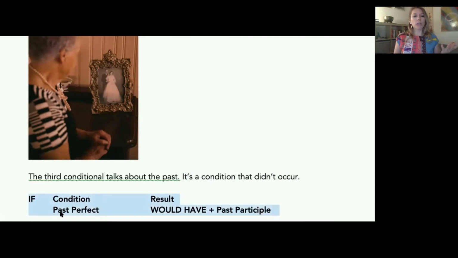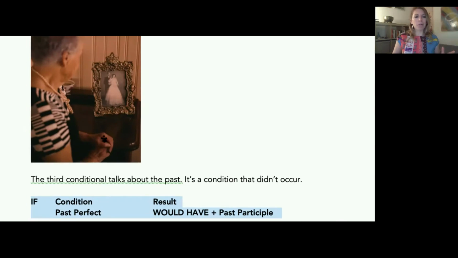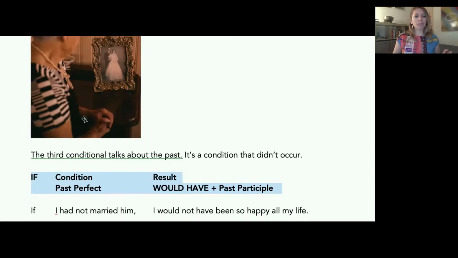If, and then we're going to use the past perfect with the condition. The result, we're going to use would have plus the past participle. So once again, I'm going to use the example of this woman looking at herself in this wedding picture. And she's thinking, if I had not married him, so that's my condition in the past, right? She actually did marry him. So she's talking about the condition that didn't happen.